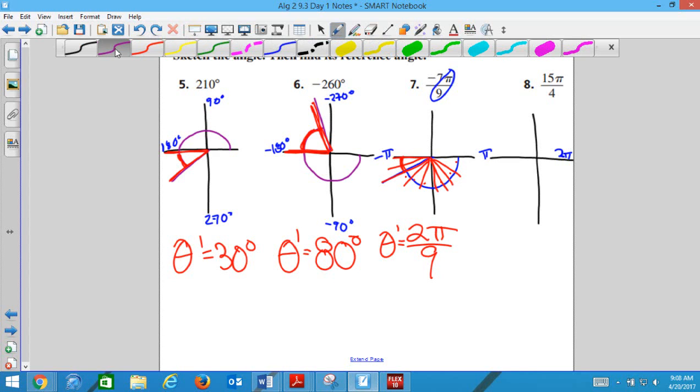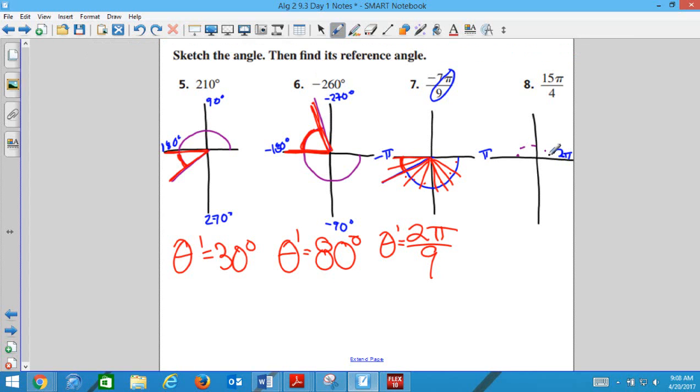The last one is 15 pi over 4. So how many divisions are going to be on top here? 4 of them. But I'm doing 15 of them. So I'm going 1, 2, 3, 4, 5, 6, 7, 8, 9, 10, 11, 12, 13, 14. It's 14 and then 15 is here.